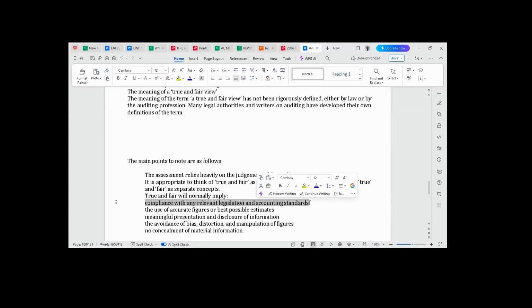That it complies with all relevant legislation and accounting standards. I told us that the main duty or the main responsibility of an auditor is to ensure that the financial statements are prepared in line with the applicable financial regulatory framework. Okay? In line with what? Applicable financial regulatory framework. That is the main.